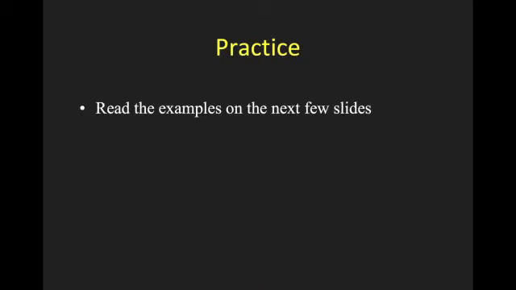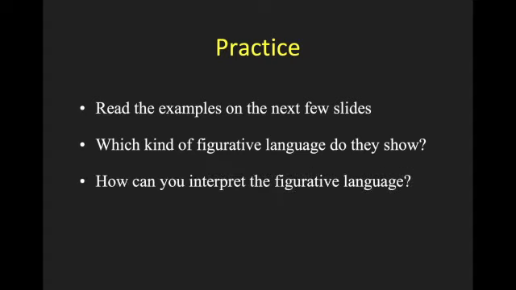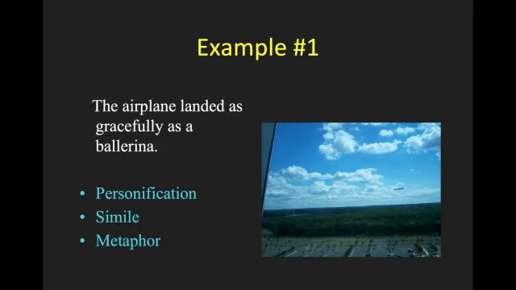All right, so let's go ahead and check out a few examples and see how well we're doing. Now, I want to know what kind of figurative language do they show? And can you interpret the figurative language? What idea is the author trying to express? So example 1, the airplane landed as gracefully as a ballerina. Is this personification, simile, or a metaphor?